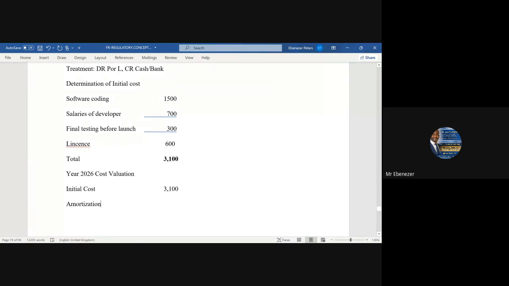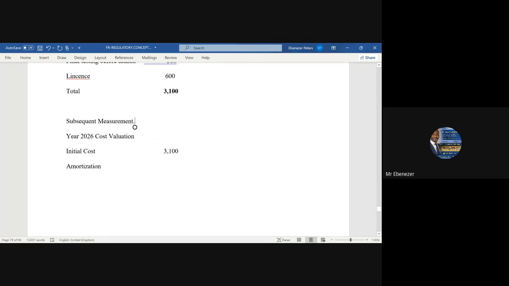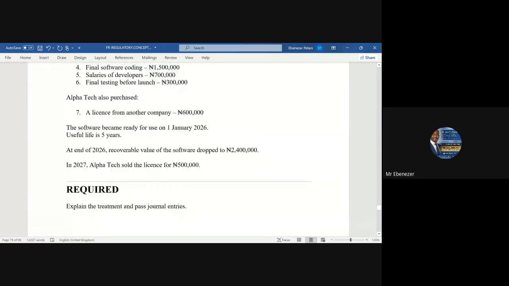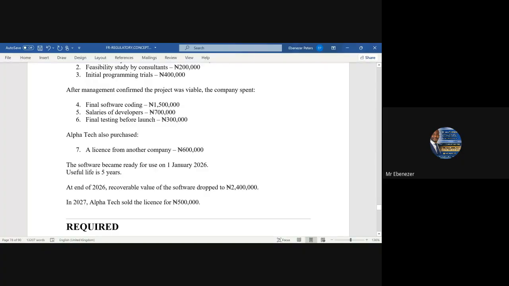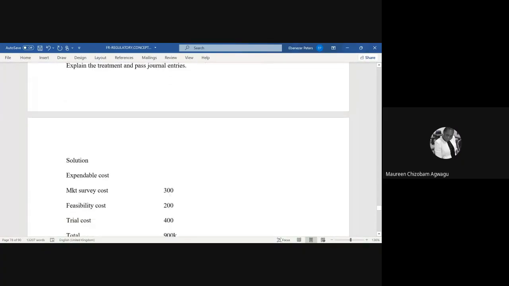I told you that for subsequent measurement, how many models are we going to use? Two. So which one are we using now? Cost model, fair value model. Thank you. But I've always advised, always use your cost model. Based on this information that is even giving the model, we are going to use a cost model. So for amortization, now we have to do our workings. How many years of useful life do we have? 5 years.